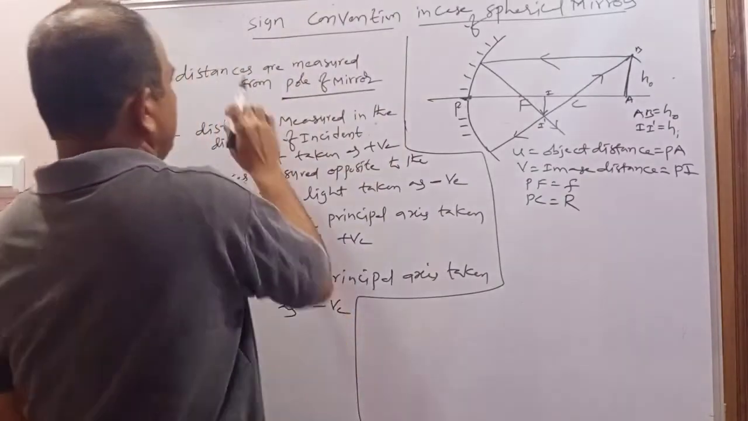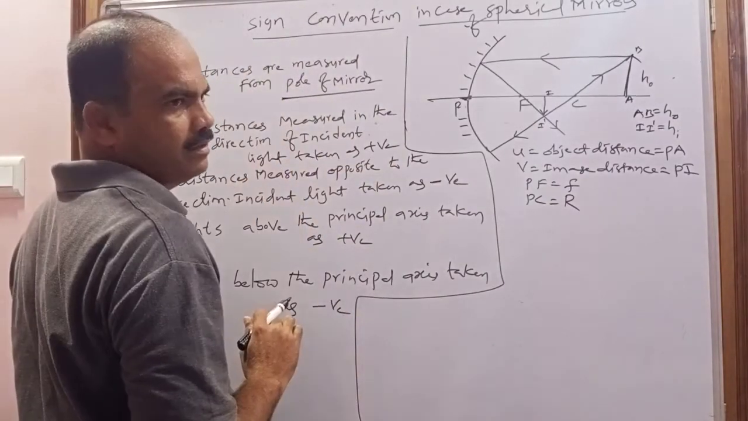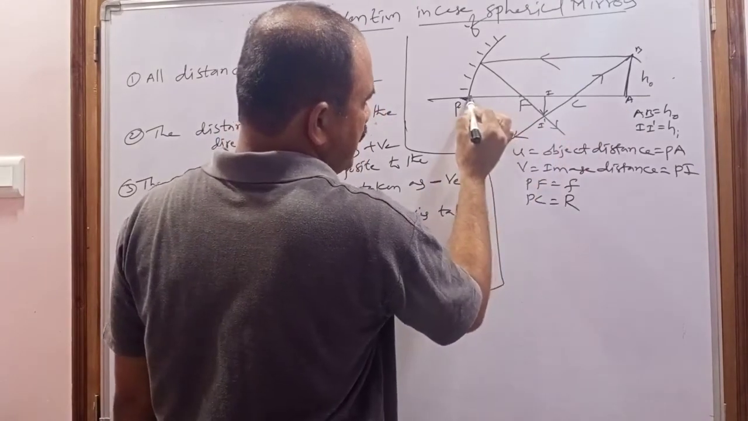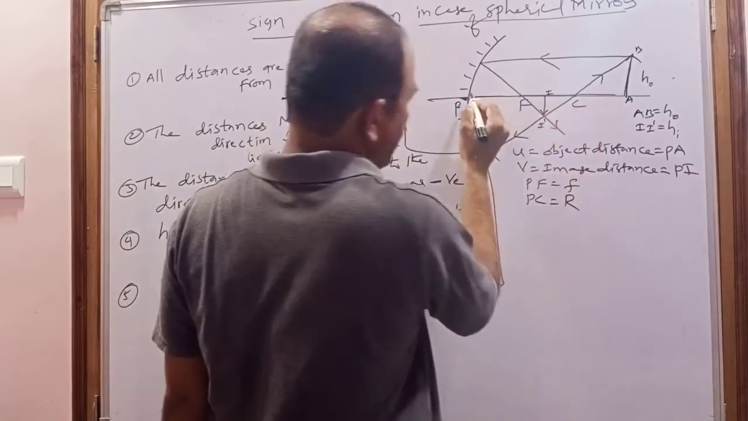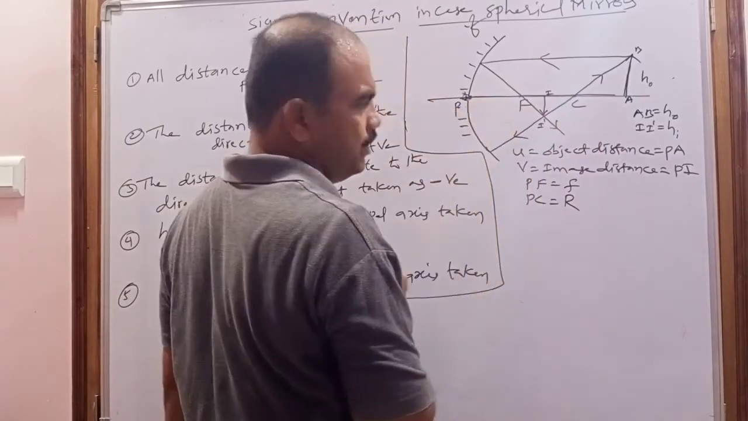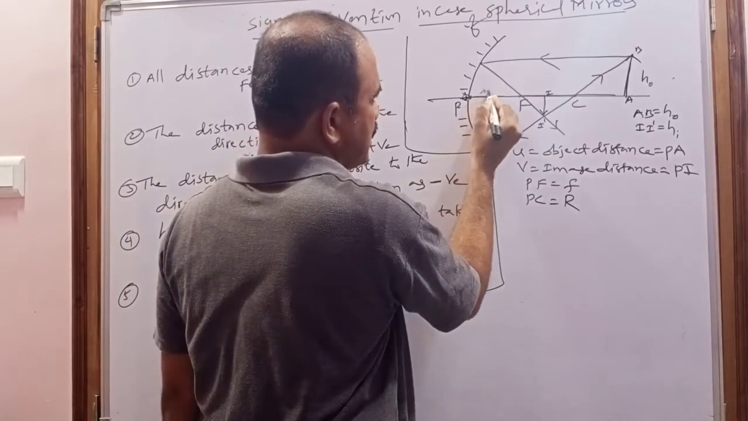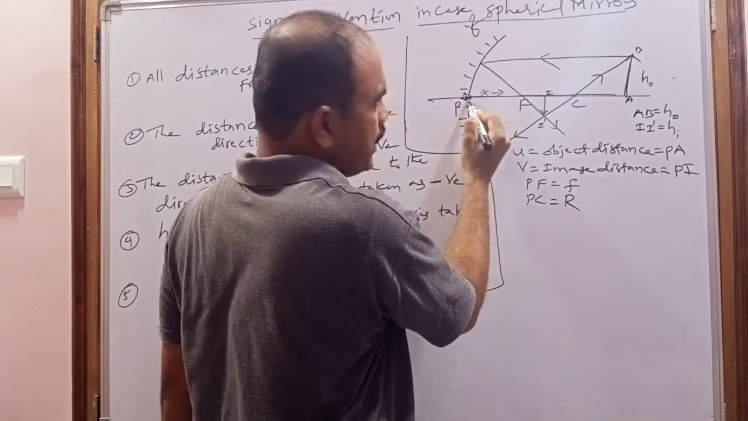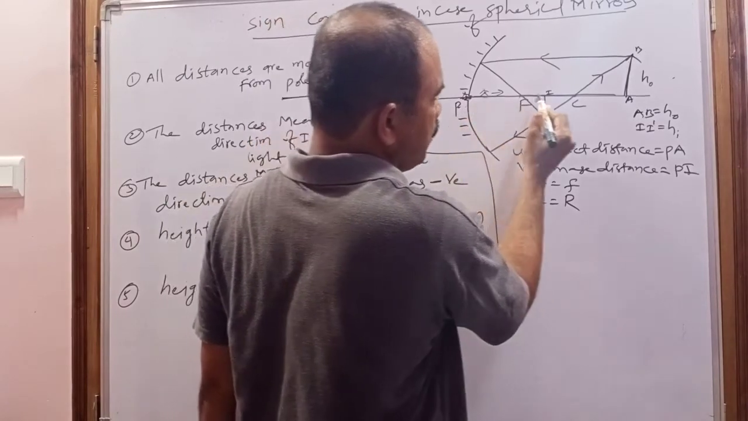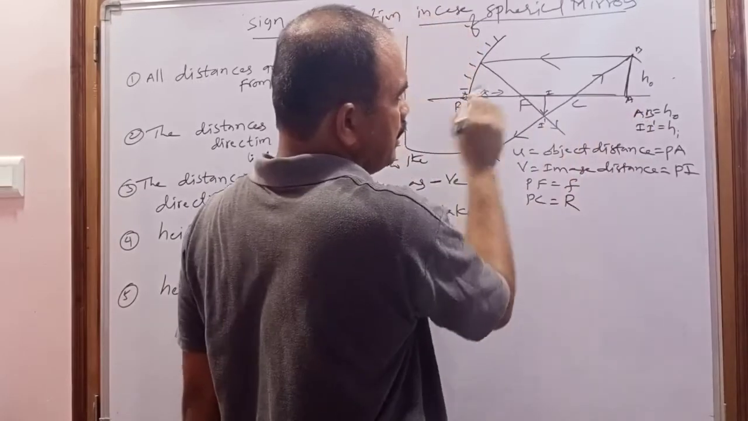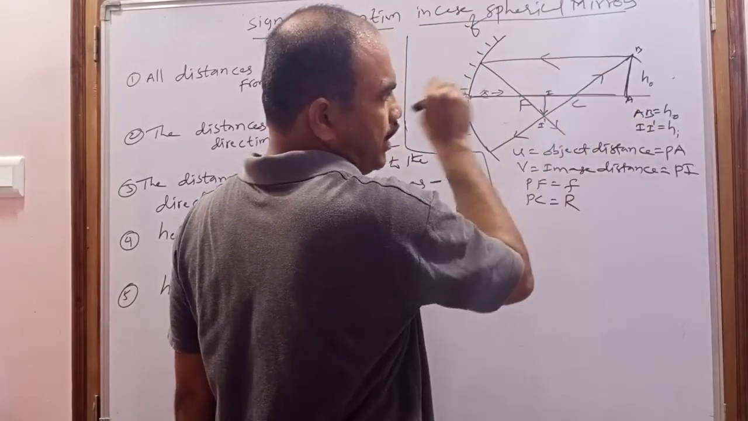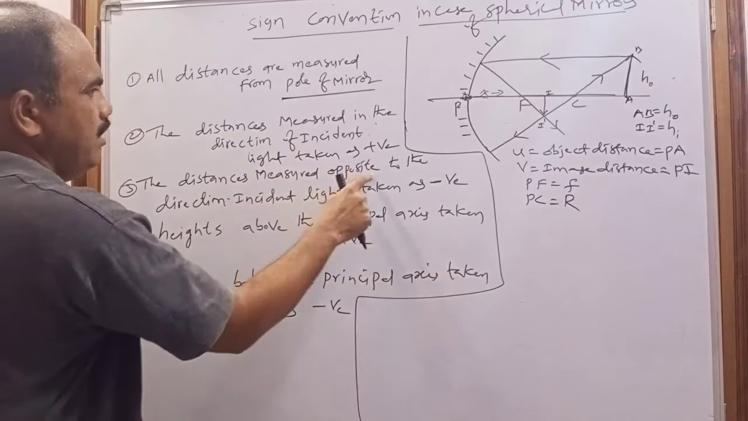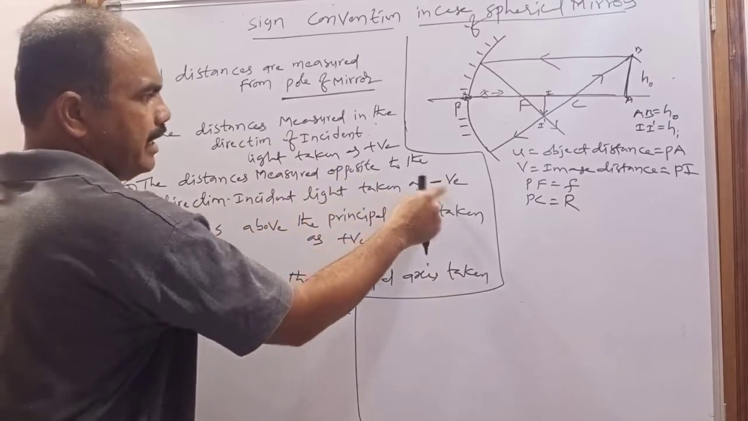Now when we measure the distance from the pole of the mirror, for example, I am measuring the object distance u. Here is the object. You start from the pole and measure the distance, moving up to here. In which direction are you moving? This is the incident ray. So are you moving in the direction of the incident ray or opposite? You are moving opposite. So that's why the distance measured opposite to the direction of incident light is taken as negative.